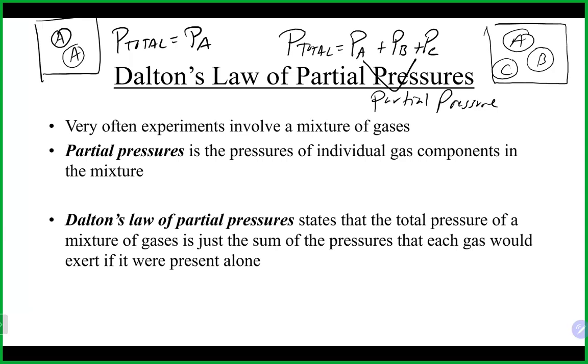The total pressure is really the atmospheric pressure. For example, when you took a barometer reading in the experiment we did, that barometer reading is the atmospheric pressure, and that is the total pressure that you have.